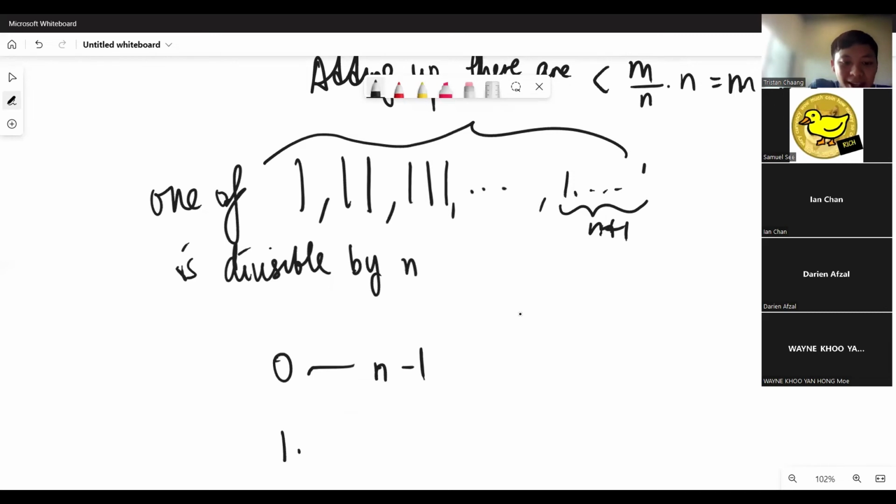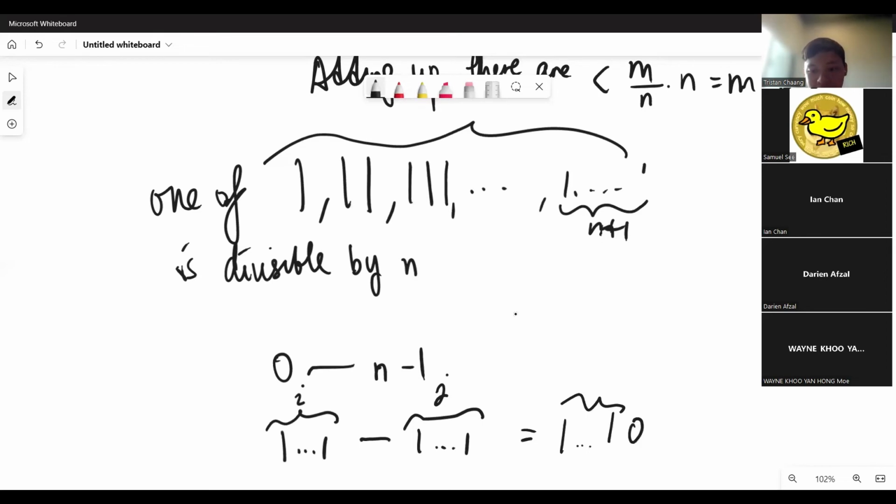So let's say I ones and j ones, where i is different from j. These two numbers have the same remainder mod n. Yes, that difference is a multiple of n. But what is that difference? Let's say i is greater than j. The difference comes in the form of a bunch of ones followed by a bunch of zeros as well. So this thing is divisible by n.